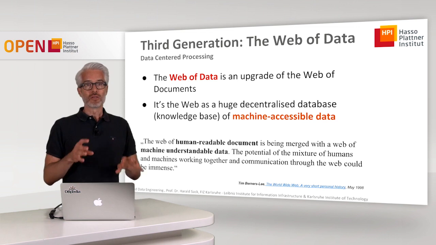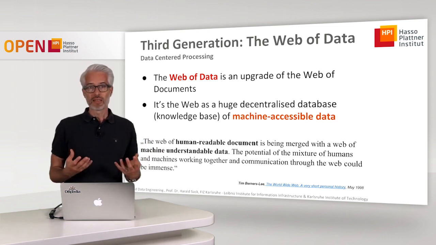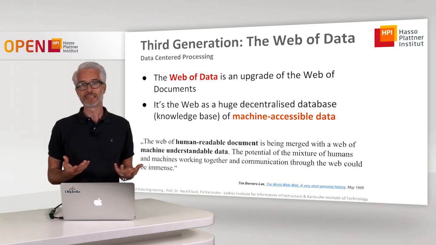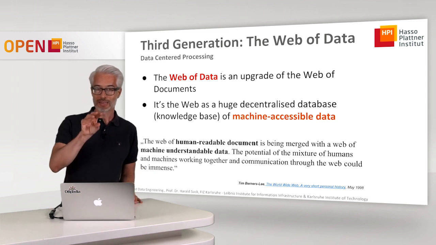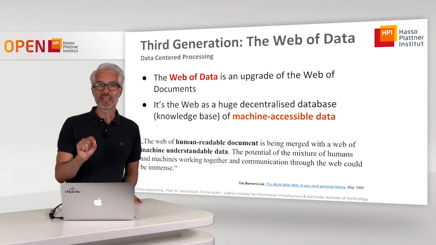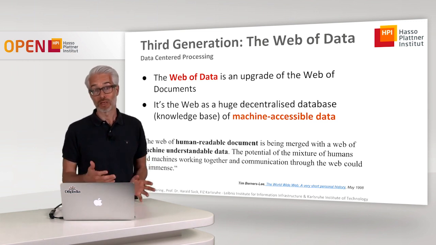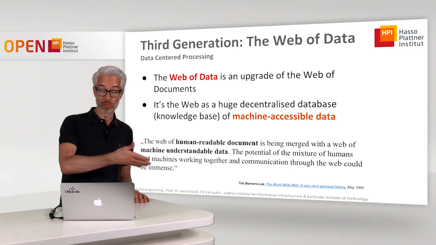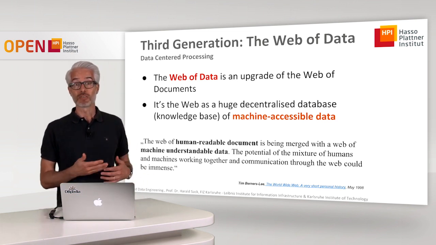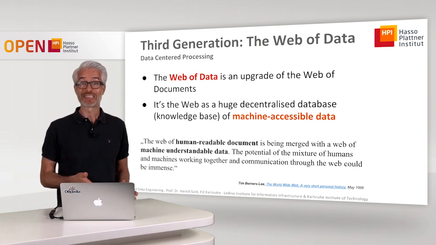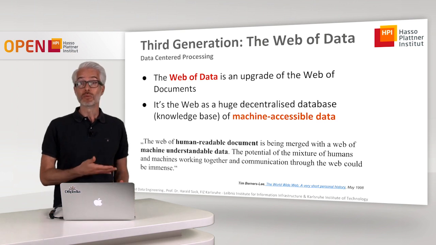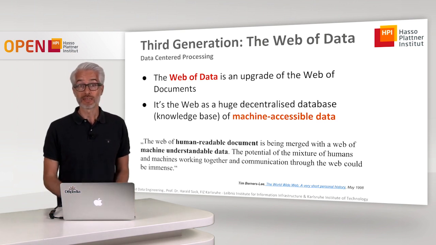So when you look at the web, it's the web as a huge decentralized database or knowledge base. And the interesting thing is it's data, so it means it's machine-accessible data. Machines can access the data. And if you describe the data sufficiently in a machine-readable way, then machines will possibly also be able to understand the data, to make sense of the data, and to use this data for further processing.